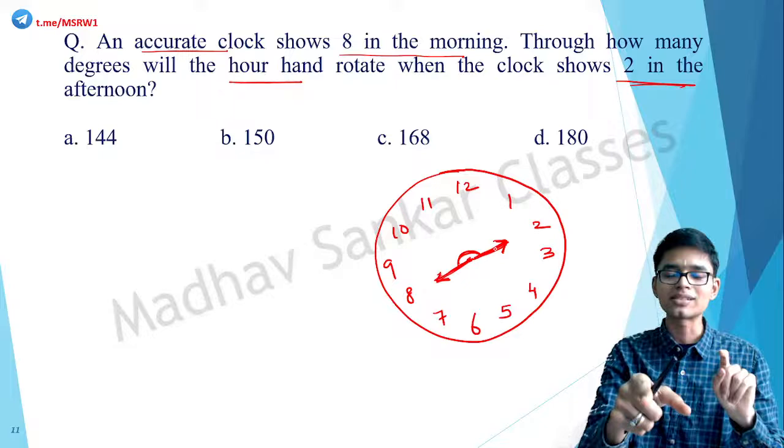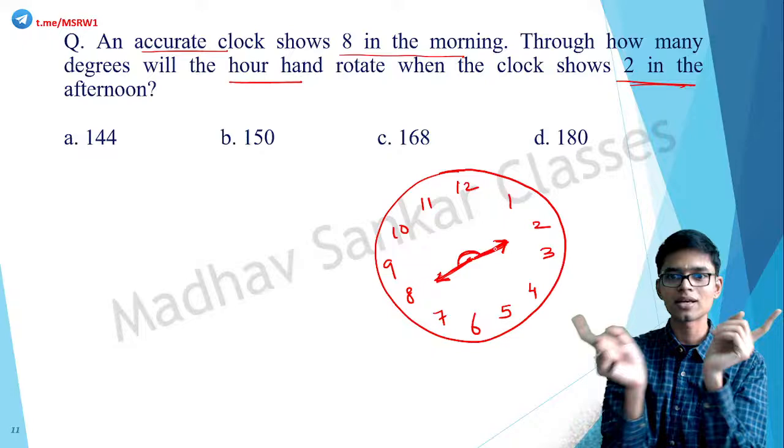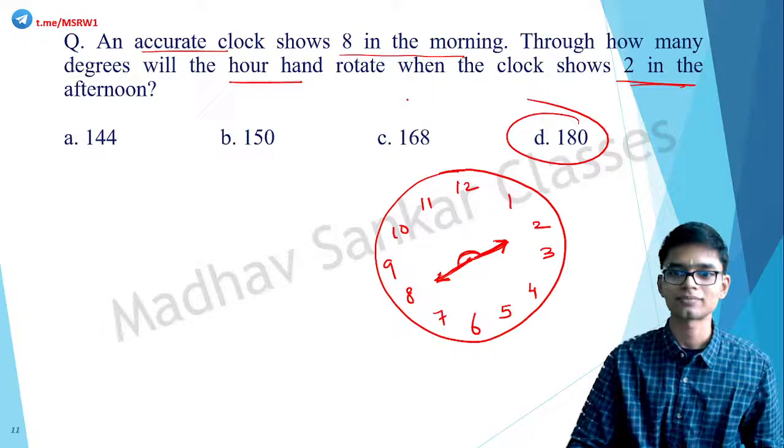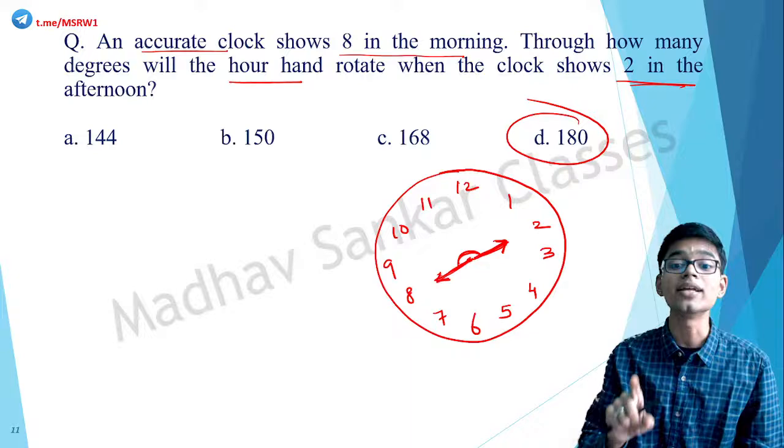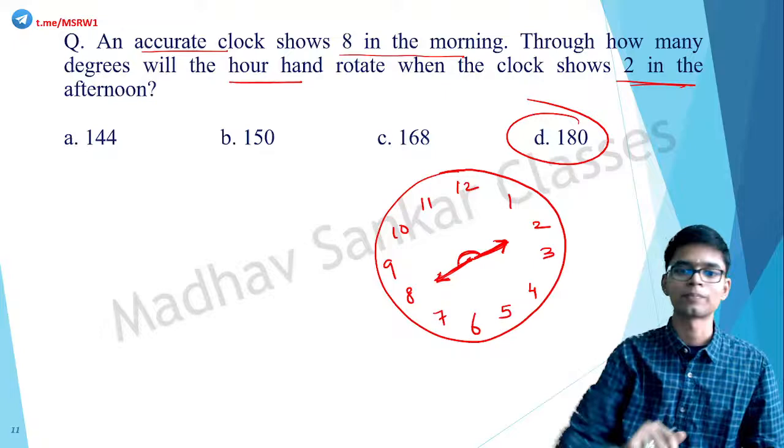So here, this is a case where the angle is a straight line, and the arms are in the opposite direction. So what is the angle? Angle subtended is 180. Got it? This was a civil service question. This was asked in IAS. Okay. So the angle rotated by the hour hand is 180 degrees, because it is exactly opposite to each other and it is a straight line.